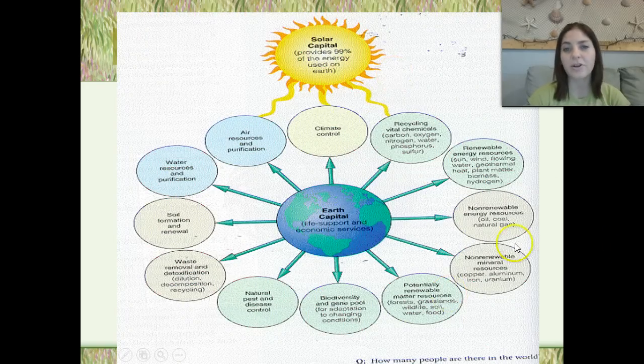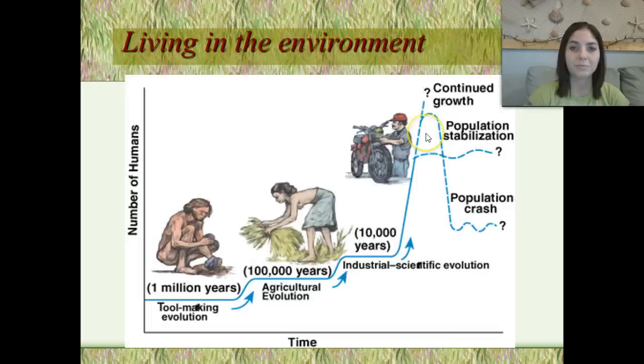So right here, these are pretty much all of the topics we're going to cover within APES this year. So we have solar energy providing 99% of the energy here on Earth. And on Earth, it kind of radiates out to these different topics. And that's what we will cover. So climate control, air resources and purification, water resources and purification, soil formation and renewal, waste removal and detoxification, natural pests and disease control, biodiversity in the gene pool, potential renewable matter resources, non-renewable mineral resources, non-renewable energy resources, renewable energy resources, and recycling of vital chemicals.